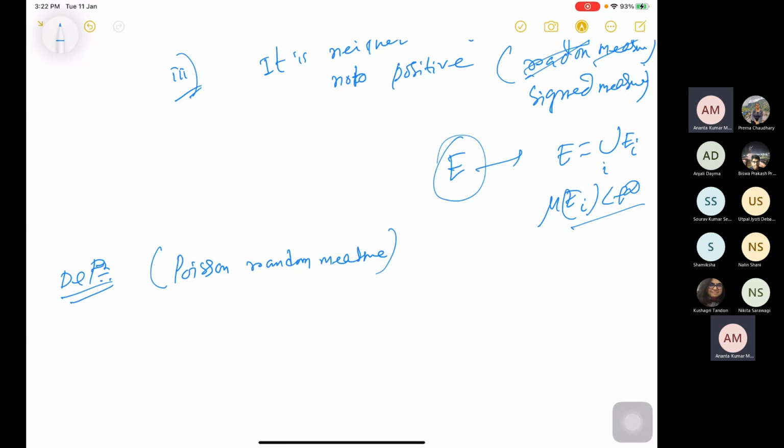So in the definition, whatever we have from my Poisson process, I will write down here the main properties from there.